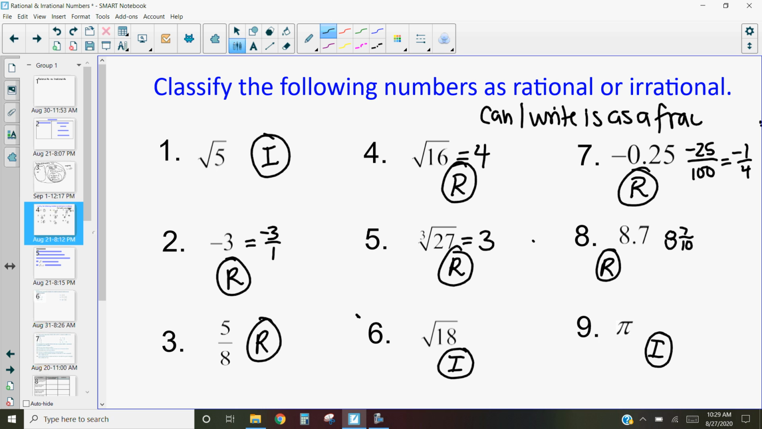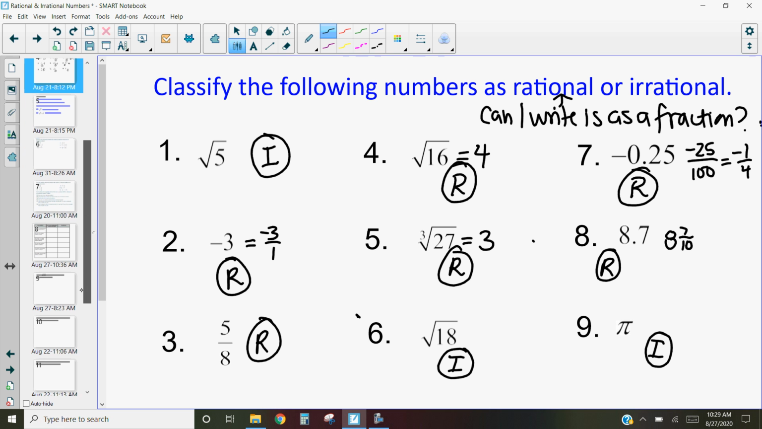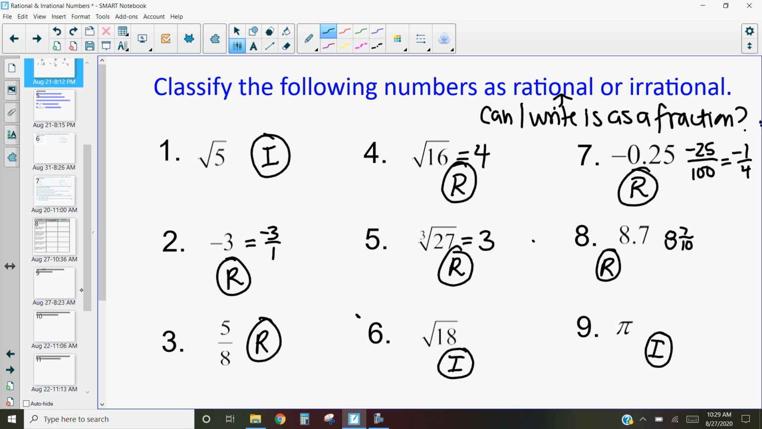And if I can, then it's rational. And if I can't, then it's irrational. So let's take a look at another way we can identify whether or not a number is rational or irrational, which is by looking at its decimal. If its decimal can be written as a fraction, then we know that it works.